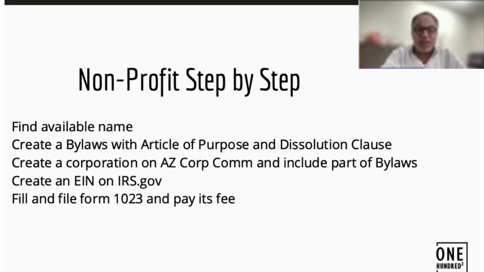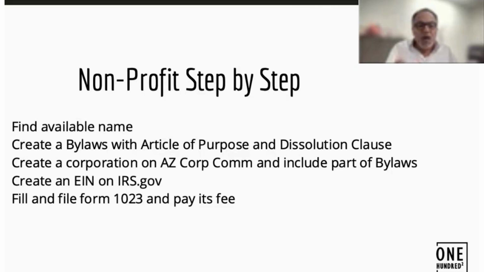Obviously, you need to figure out if the name is available. Then you create the bylaws with an article of purpose and a dissolution clause. You don't have to have the full bylaws ready to upload when you're ready to start the nonprofit, but those two things: the article of purpose, why you're forming this nonprofit, and the dissolution clause, what you're going to do with the assets the nonprofit owns if you decide to close the shop and close this nonprofit. What are you going to do with it? Those two have to be a part of the corporation filing.